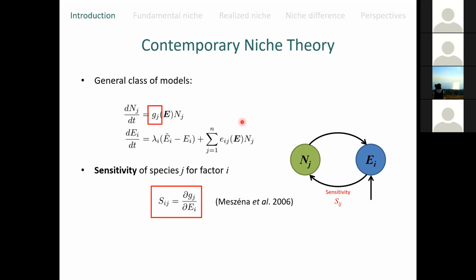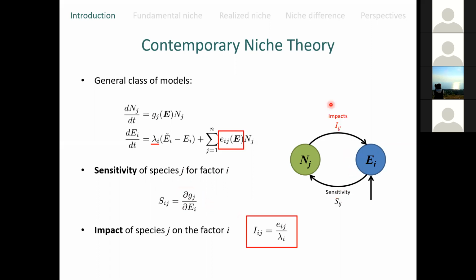More precisely, to quantify this, following Giulia's work with co-authors, let's introduce the sensitivity of species j for factor i by simply taking the slope here of the growth rate. So basically the derivative along these different environmental gradients. So if you take the collection of the S_ij's for a given species j, you end up having a vector that we're going to call the sensitivity vector.